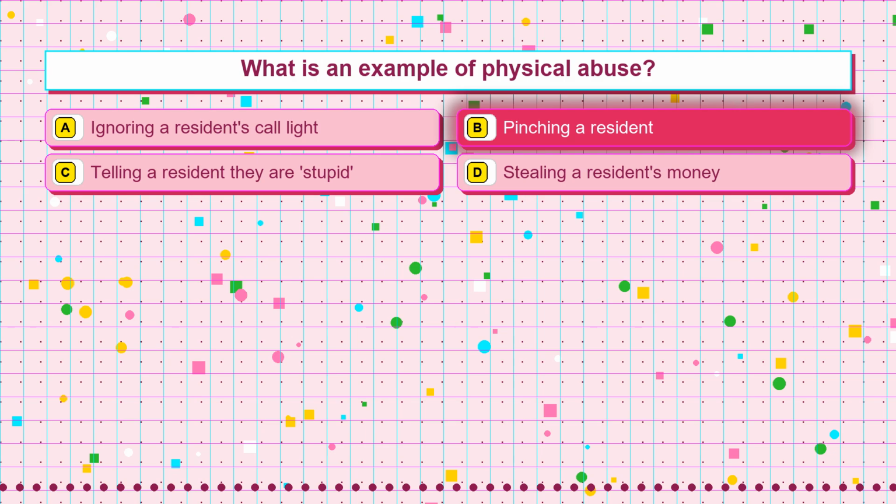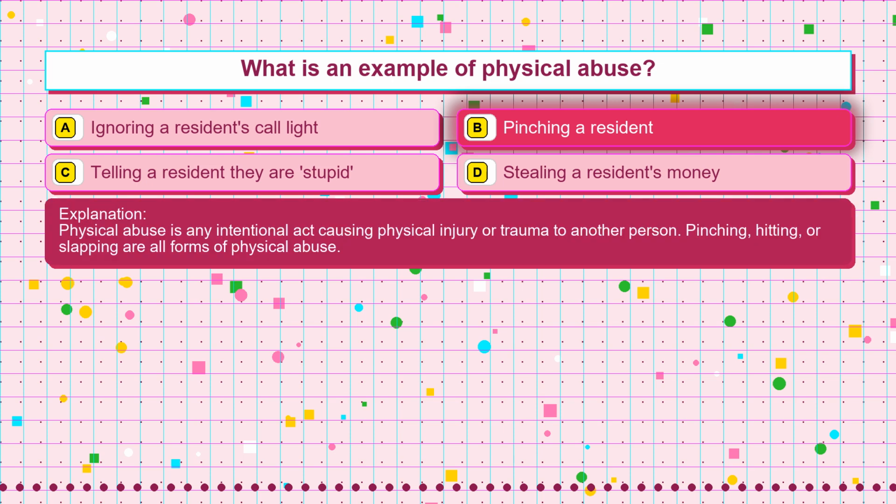The correct answer is option B, pinching a resident. Physical abuse is any intentional act causing physical injury or trauma to another person. Pinching, hitting, or slapping are all forms of physical abuse.